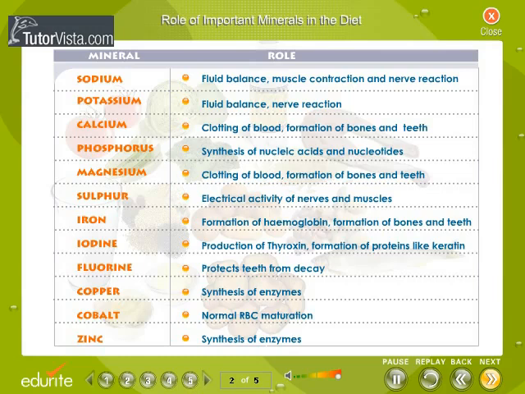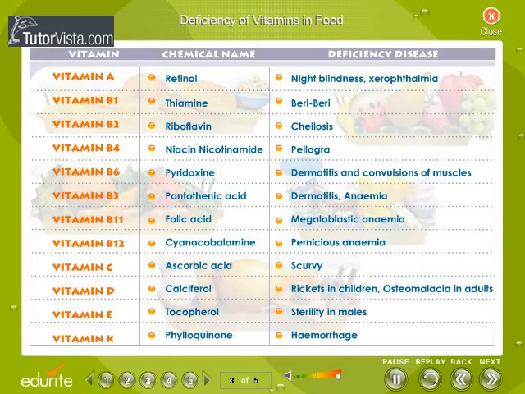Role of important minerals in the diet. Minerals are the main building material of bones and teeth. The important role of minerals in the diet is listed here. Deficiency of vitamins in food. The various types of vitamins, their new chemical names and deficiencies are listed here.